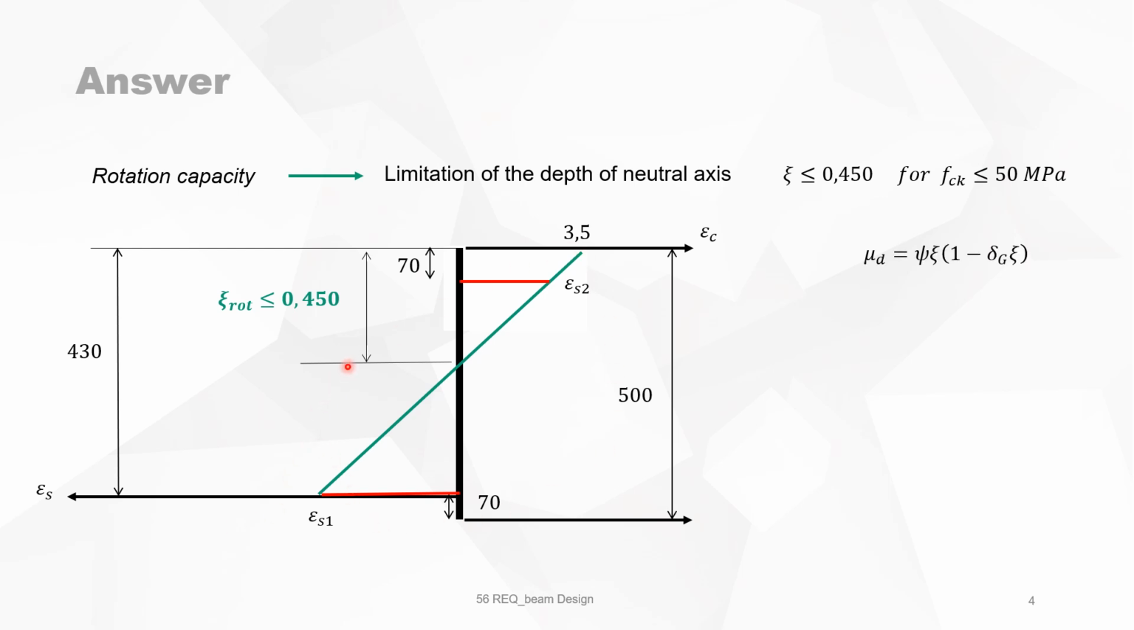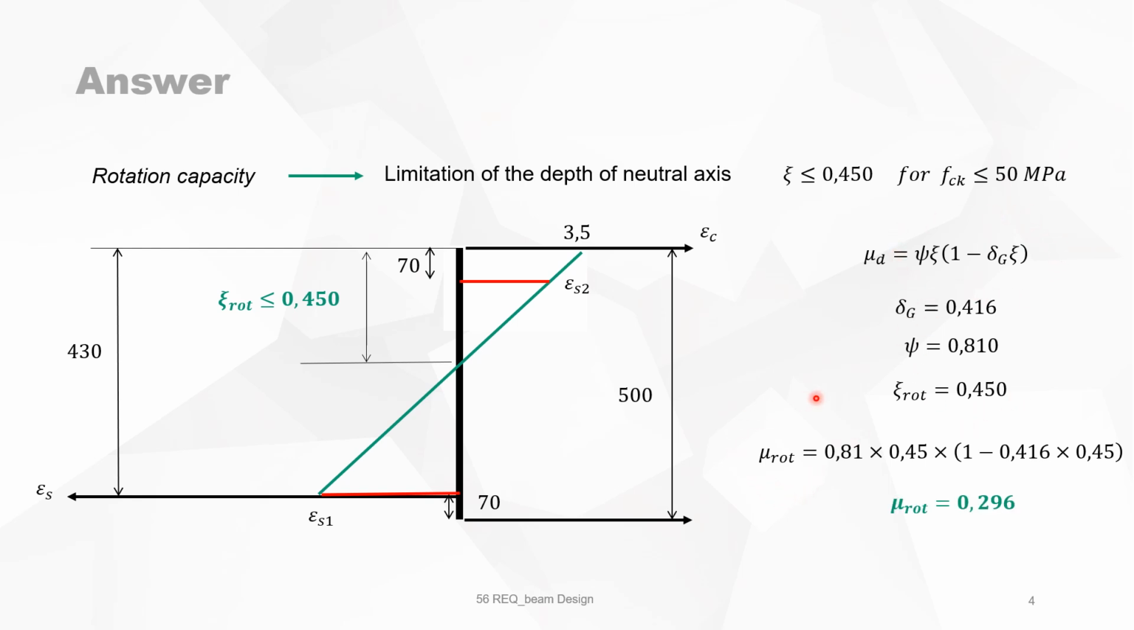The general rotation around the tension reinforcement in dimensionless units gives you this equation, with delta 2 and xi known in region 2a. The xi value for rotation is 0.45. So when we put in the different numbers, we see that mu rotation is equal to 0.296.